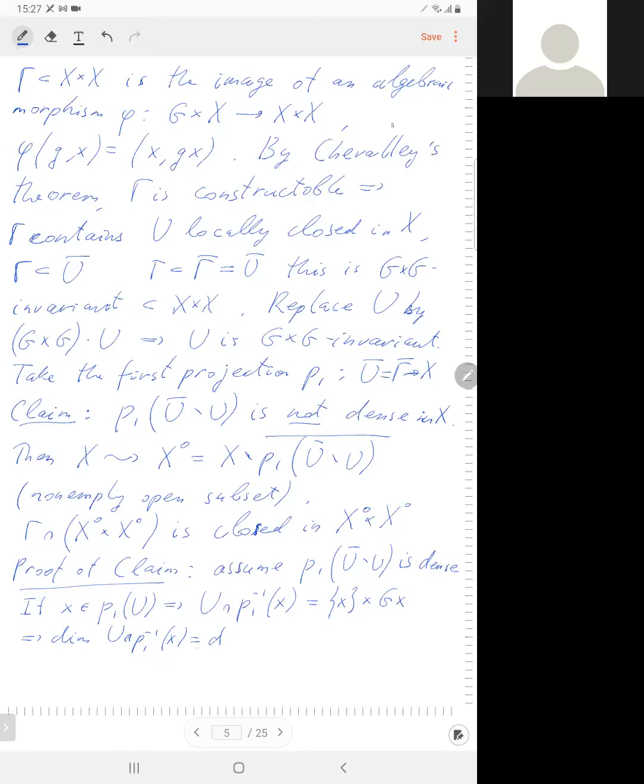The dimension of this is d, and hence the dimension of the whole graph is also d plus the dimension of... Sorry, I'm confused.